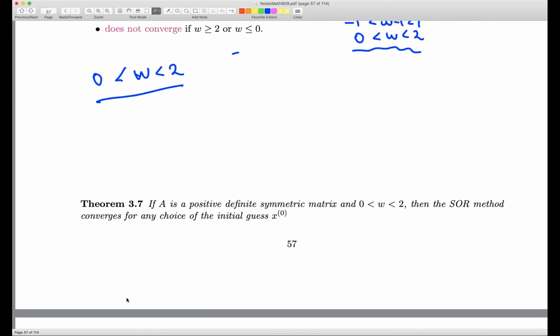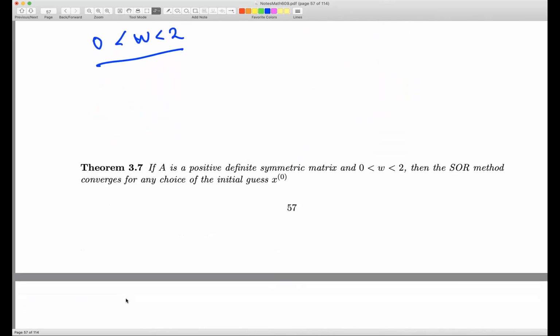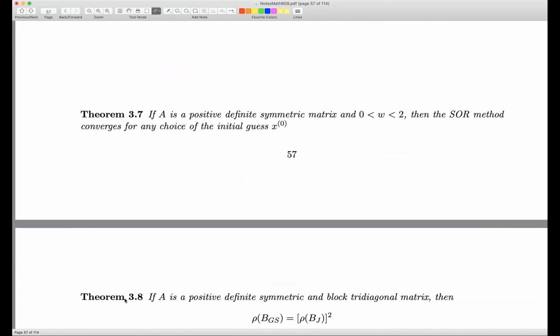Now there is a theorem that tells us the following, and we're not going to prove this theorem: if A is positive definite, again, remember the definition of positive definite, we discussed that in some of the previous lectures. If A is a positive definite symmetric matrix and omega is between 0 and 2, then the SOR method converges for any choice of the initial guess x0.